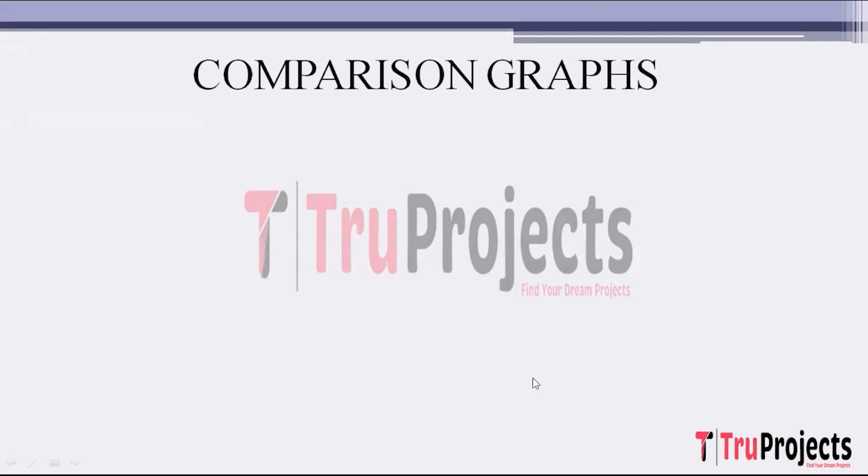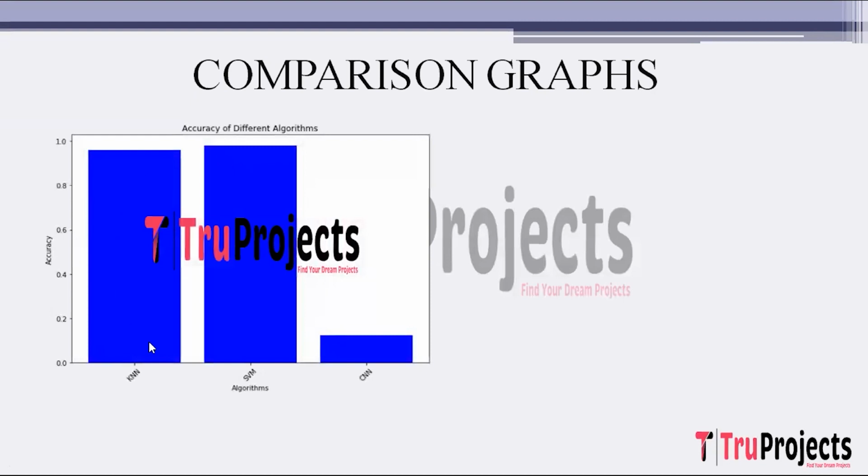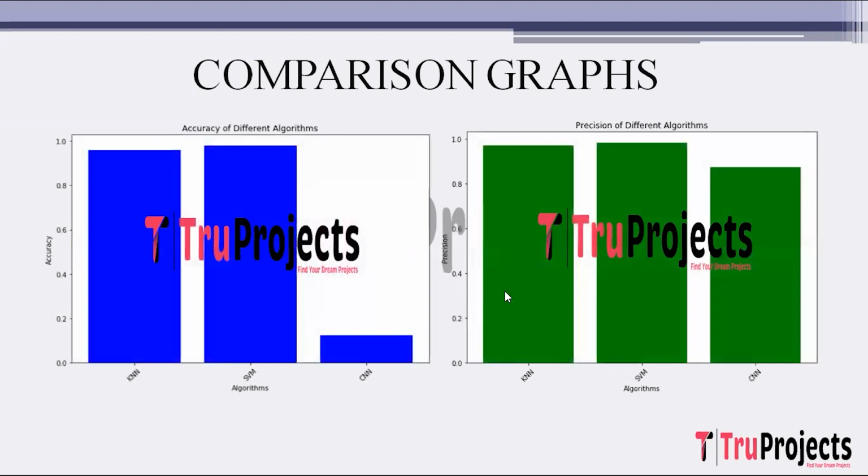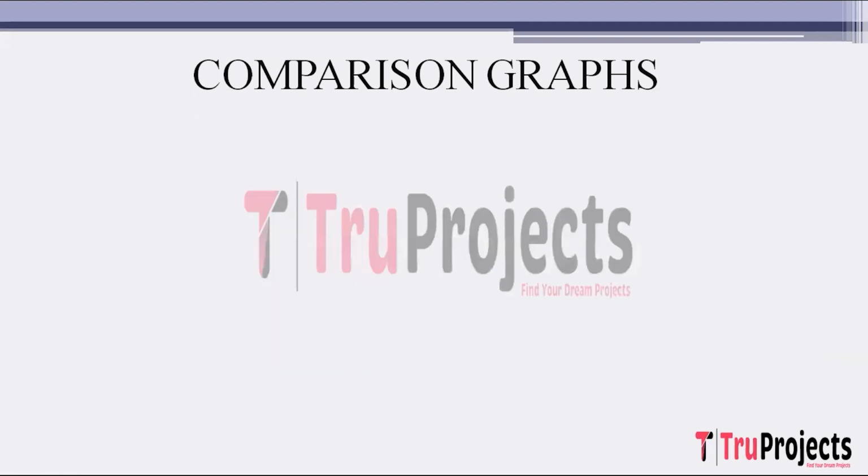Now we'll see the comparison graphs. So this is the bar graph comparing accuracy scores of different algorithms. In this graph on x-axis I have algorithm names and on y-axis I have accuracy scores. Accuracy measures the overall correctness of predictions, showing the percentage of correctly classified instances. This is precision scores comparison graph. In this graph on x-axis I have algorithm names and on y-axis I have precision scores. Precision measures the accuracy of positive predictions, indicating how many predicted positives were actually correct.